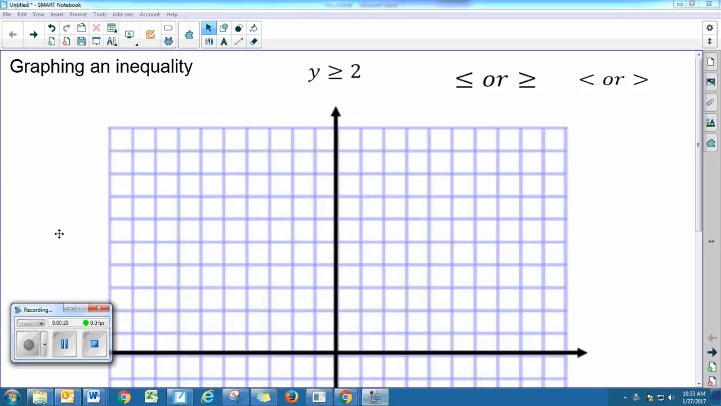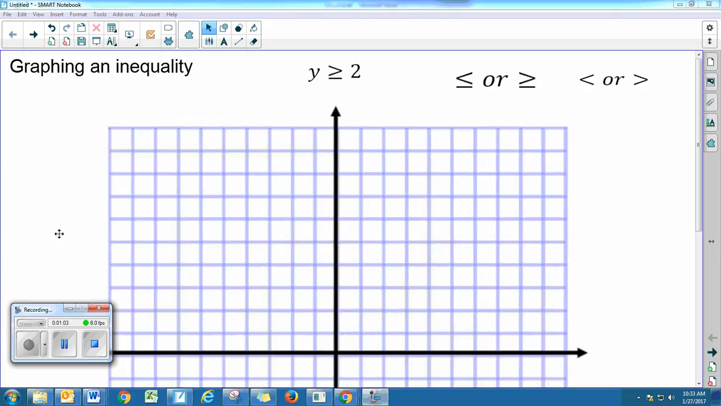When we graph just an equation, we're looking at graphing a line, so it's just one line. But an inequality can have more answers, right? If we say, as an example, y is greater than or equal to 2, there's way more answers than if y was just equal to 2. If y is just equal to 2, the only answer is 2, but if y is greater than or equal to 2, then any number bigger than 2 is an answer, and that's an infinite amount. So we have to represent that differently on a graph.